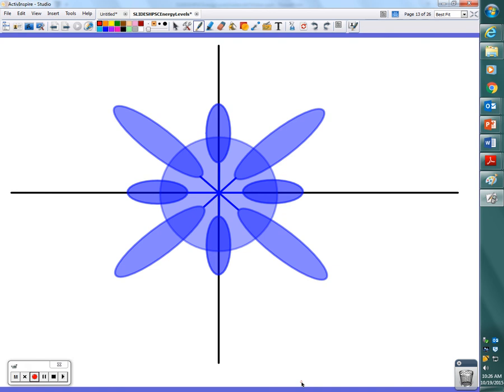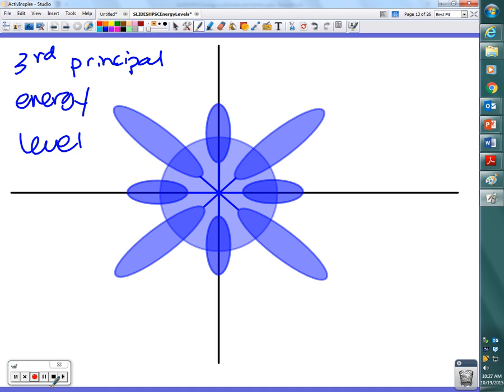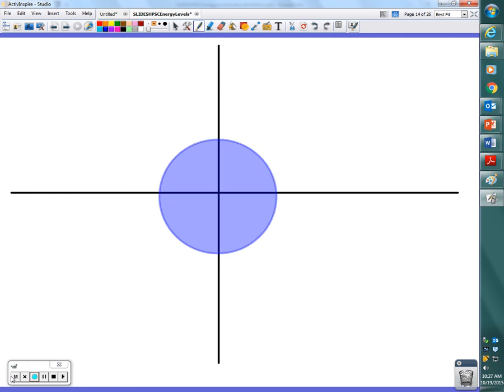All of these together, one sphere, 3 figure 8s. And do we remember how many butterflies there were? 5 butterflies, even though they all don't look like butterflies, right? All of these together are the 3rd principal energy level. Any one of these orbitals would have an n value equal to 3. Okay? So, this sphere, n equals 3.